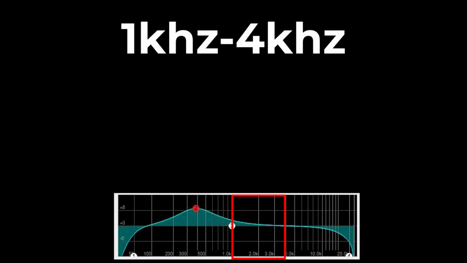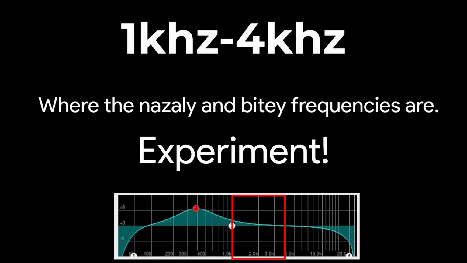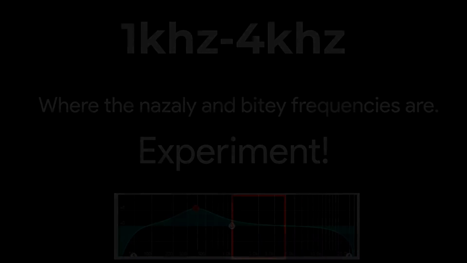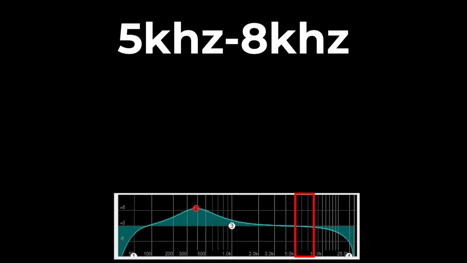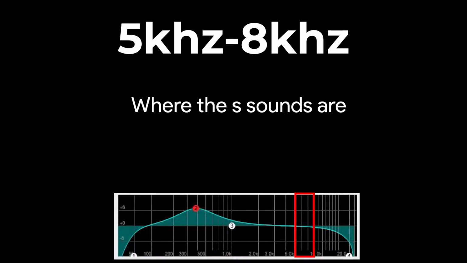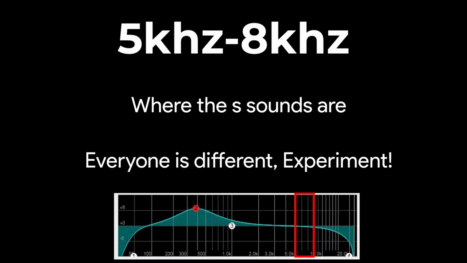This area is quite complicated, so I won't go into too much detail, but this is where the nasally and bitey frequencies are. Try experimenting with this to see what you like. This range is where most of the S sounds, also known as sibilants, are. Though every person is different, so try decreasing small parts of this range to see what decreases the S sound the most, only if you're encountering too much shrieky S sounds when you talk.